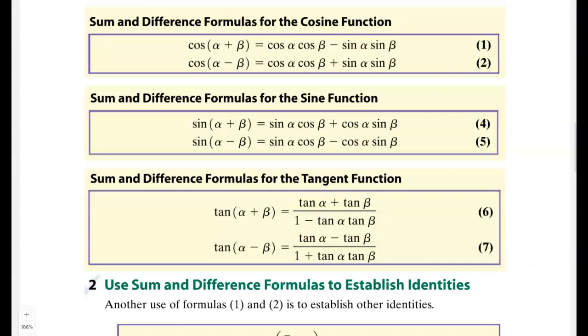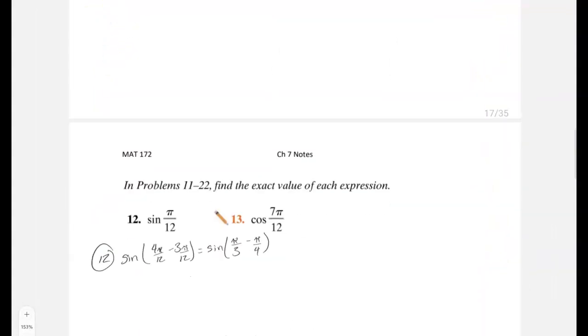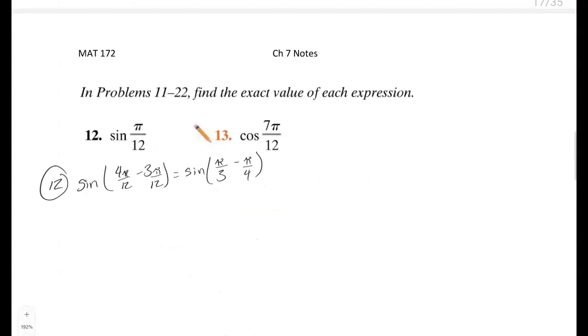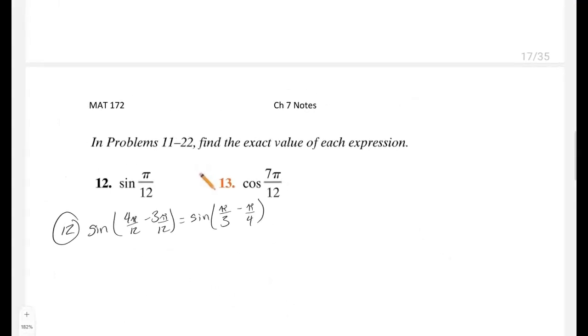Now, since this is a sine problem, we're going to use this formula here. So sine of alpha minus beta is equal to sine alpha cosine beta minus cosine alpha sine beta. In this case, our alpha is going to be pi over 3 and our beta is going to be pi over 4. Now, if you have a hard time thinking in terms of radians, then turn it into degrees.